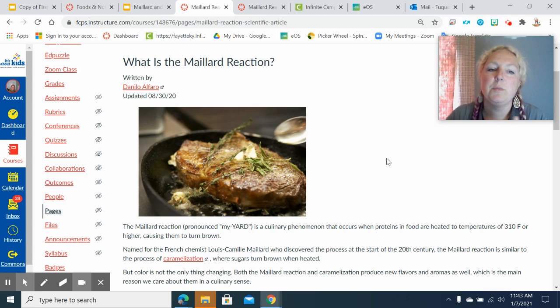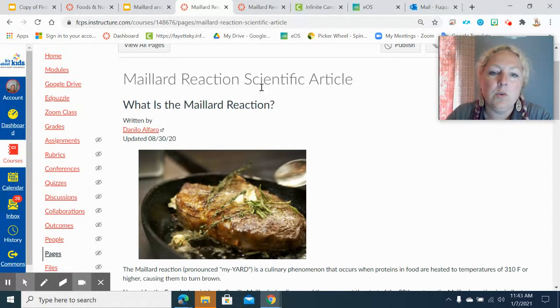So I'm going to give you just a kind of a brief breakdown for our class on the Maillard reaction. You're going to have a link to both of these articles, but I want to roll through it quickly and summarize what's really important and what I expect my students to know. So I am starting here on what I called the scientific article.